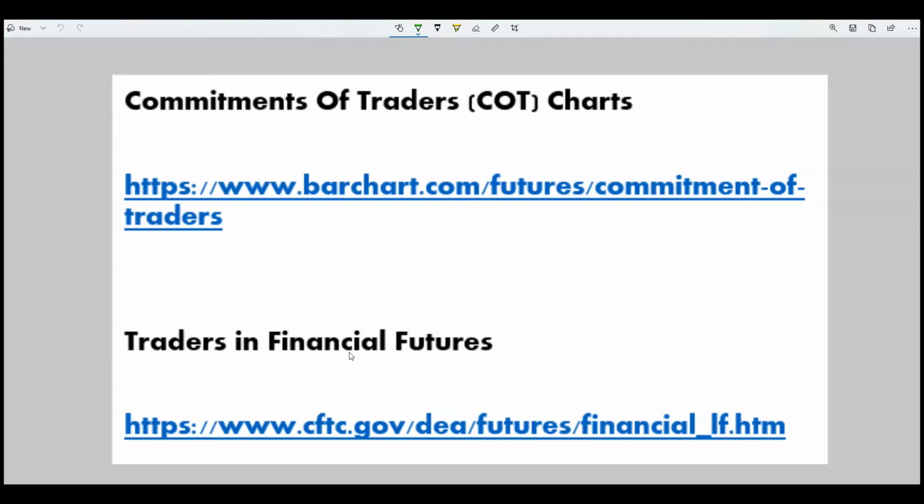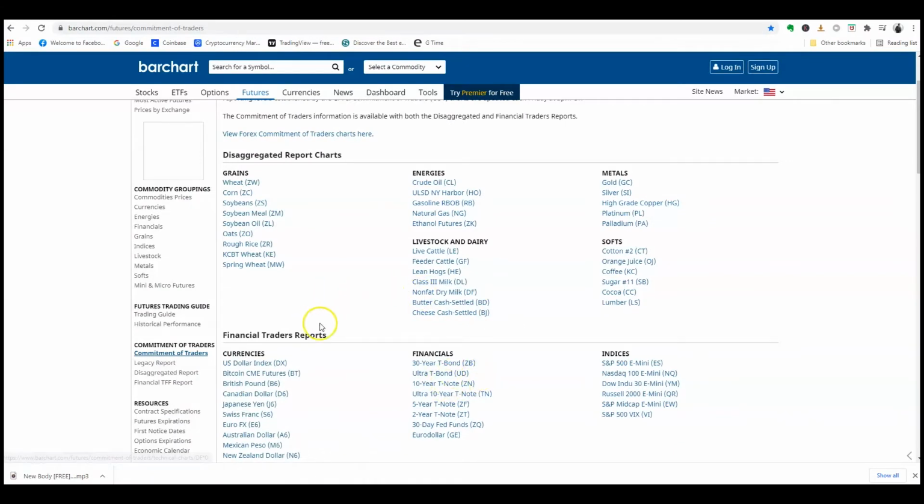The second report that we're going to look at is the Traders in Financial Futures report. This gives a glimpse of what the institutions are holding in their positions and how they're hedging their bets. So we're going to pull up these sites and look at this report.